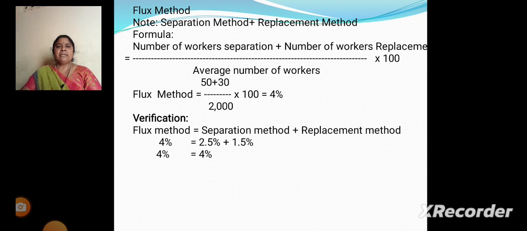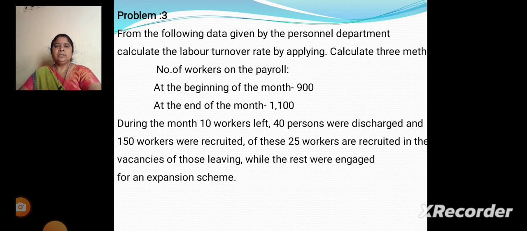Okay, next one, third problem. From the following data given by the personnel department, calculate labor turnover rate by applying three methods. Number of workers on the payroll at the beginning of the month 900, at the end of the month 1100. During the month 10 workers left, 40 persons were discharged and 150 workers were recruited.